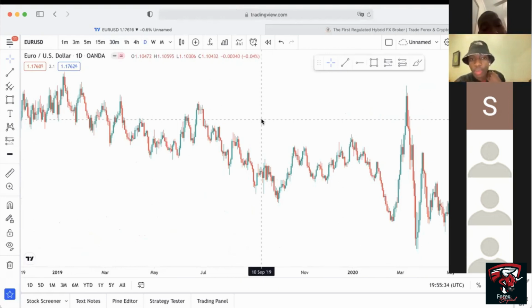You trail once it has completely broken a previous high or low. Yes.